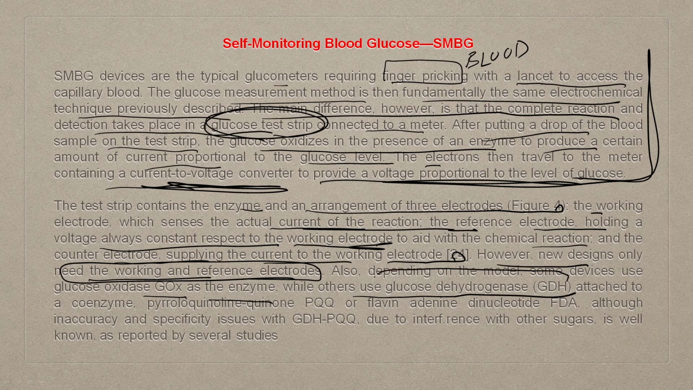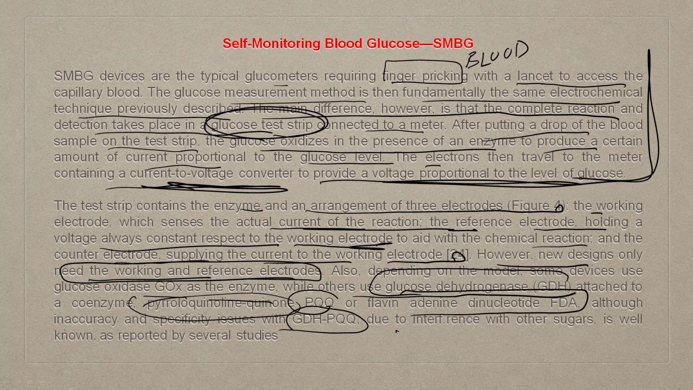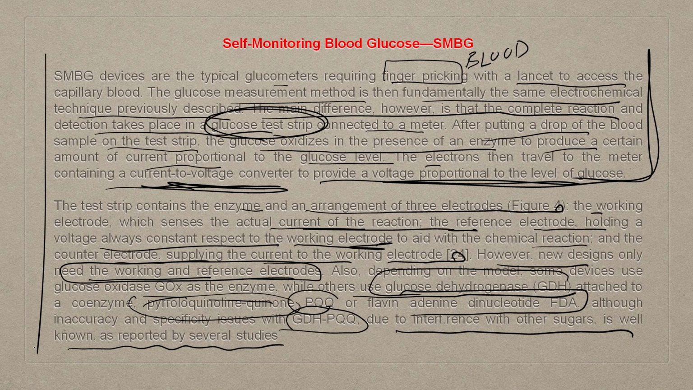This is another new set of information: glucose dehydrogenase attached to a coenzyme, pyrroloquinoline quinone, the PQQ system, and flavin adenine dinucleotide, the FAD system. Although the inaccuracy and specific issues with GDH and PQQ system due to interference from other sugars is known and reported in several setups. So far, the most efficient one is the glucose oxidase system. There are alternative enzymatic systems, but they are not as efficient as the glucose oxidase system.